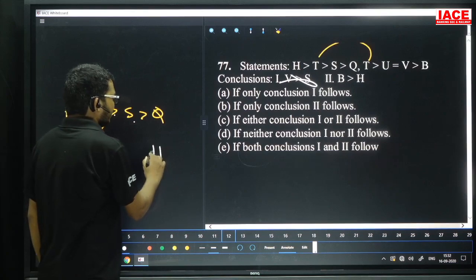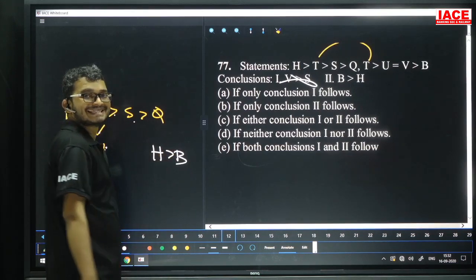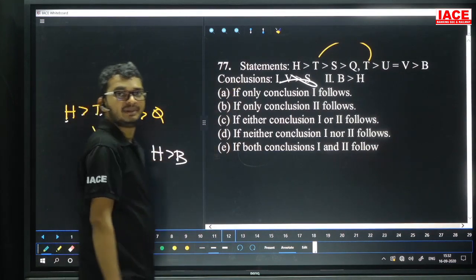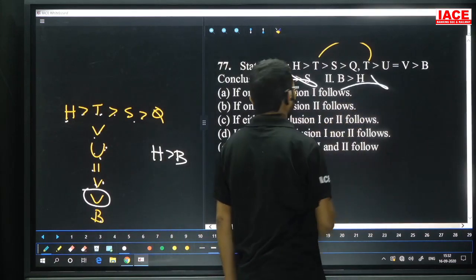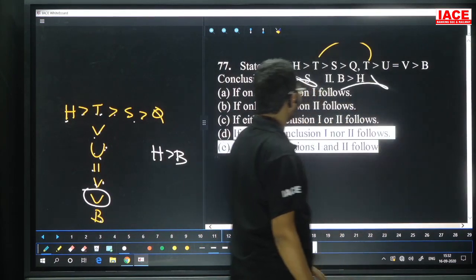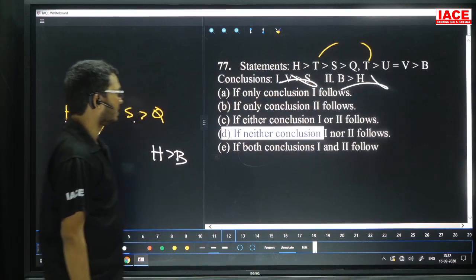So H greater than B, and H greater than B. Then B less than H. But our requirement is what? B greater than H. This one is also wrong. So the answer is what? Both are wrong, which means the answer is option D, neither one nor two.